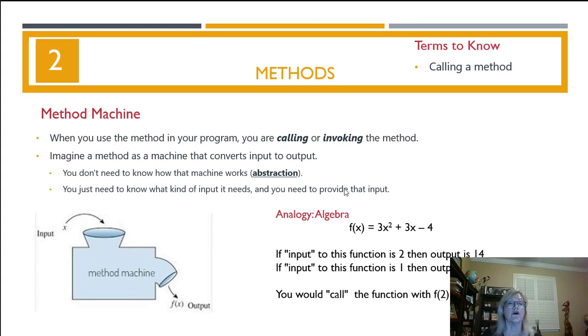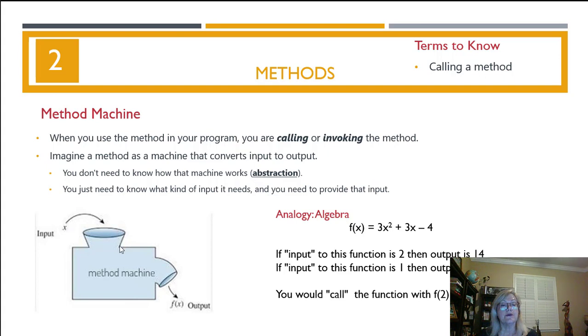Backing up. First of all, I said you don't need to know how that machine works. This concept is called abstraction. And abstraction is really big in computer science. We addressed it in our discussion last week on software development kits and APIs. Let's do an analogy of this function machine. We have here from algebra, which I know you know, f of x equals 3x squared plus 3x minus 4. This function would be what's in this function machine here. The input could be 2.